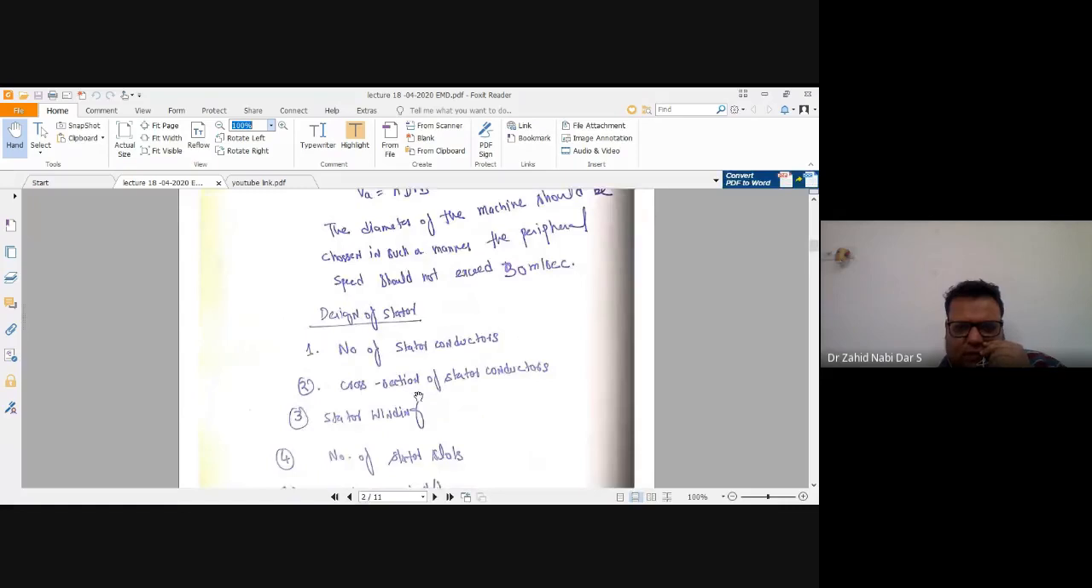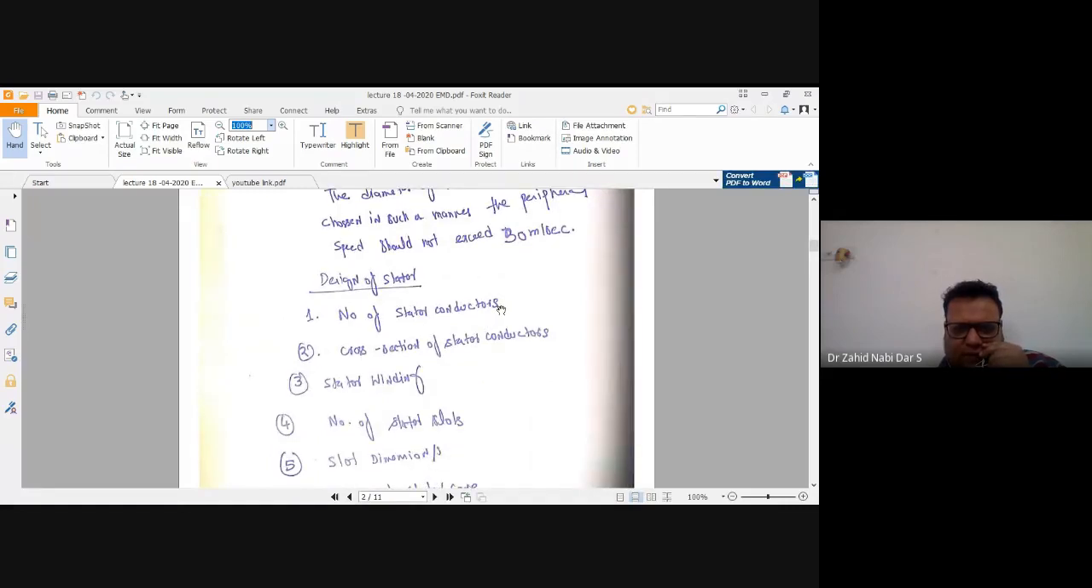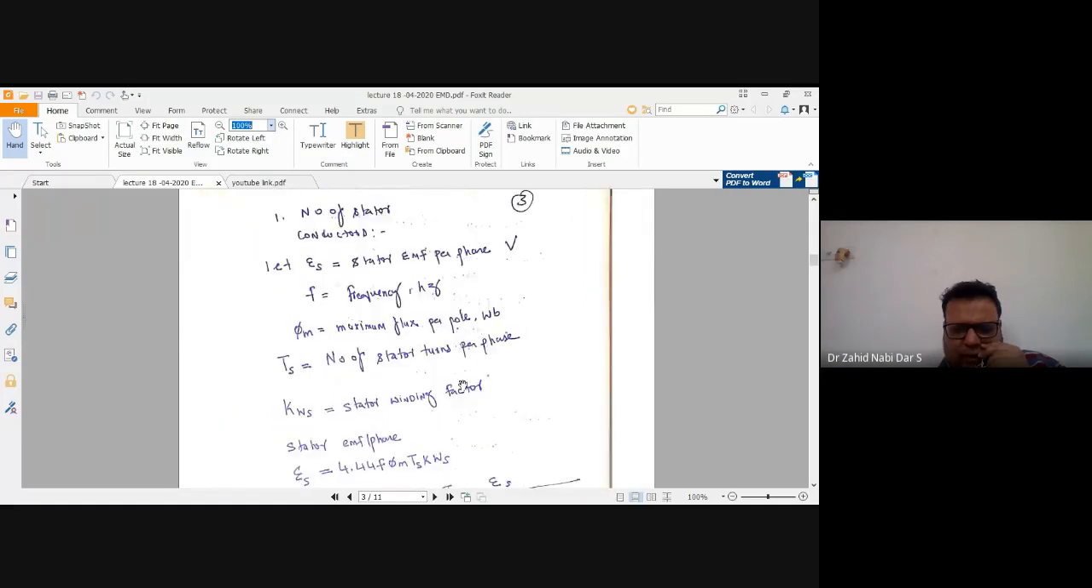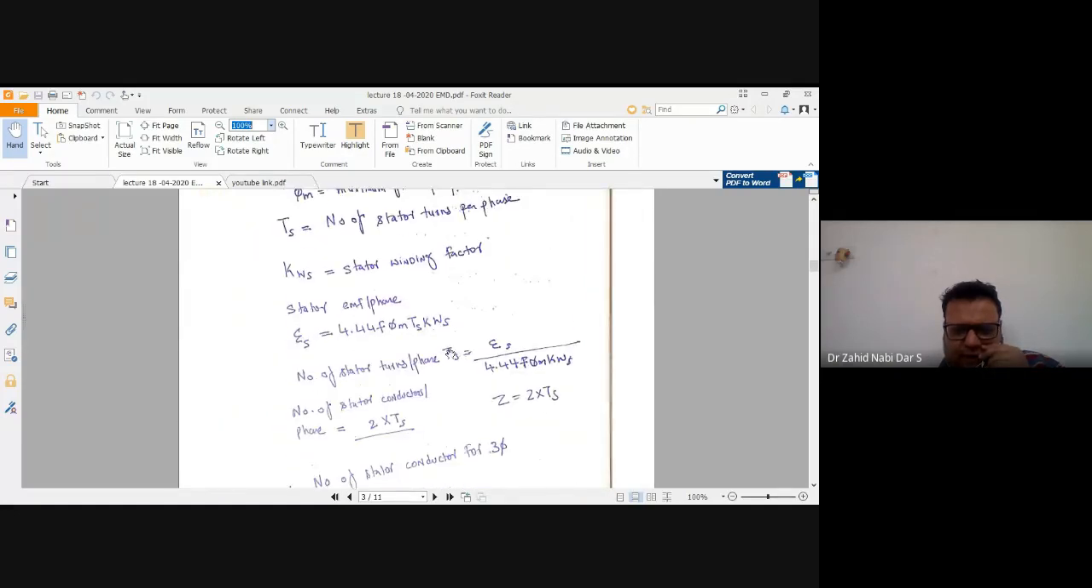These were the elementary things we were discussing in the very beginning. I told you the first thing is the number of stator conductors. We came to know this number of stator conductors is Zs, and Zs is equal to 6 times Ts. So Ts we can calculate by substituting in the formula: Ts is equal to Es divided by 4.44 f phi max Kws.